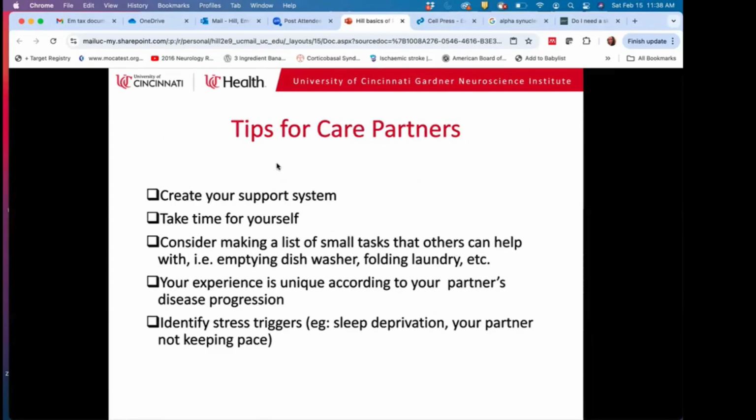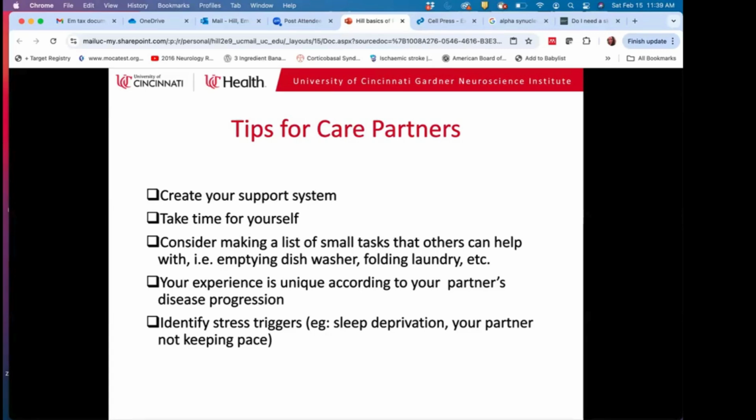Some tips for care partners. This is a slide I took from Maureen, super important. You need a support system. This is not the time in your life to be quiet. This is the time in your life to ask for help. People need to know that you need them. We're humans, we need each other. So it's time to be vocal.